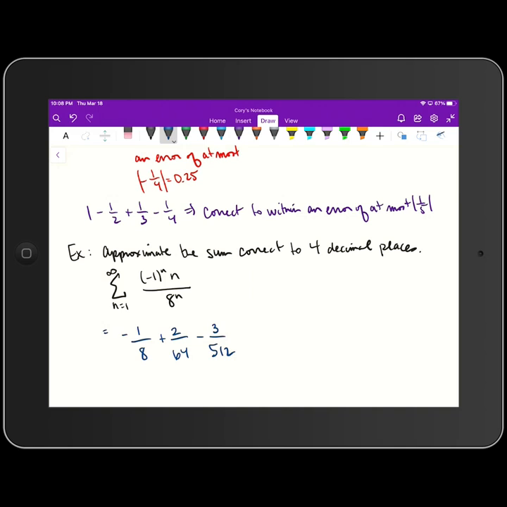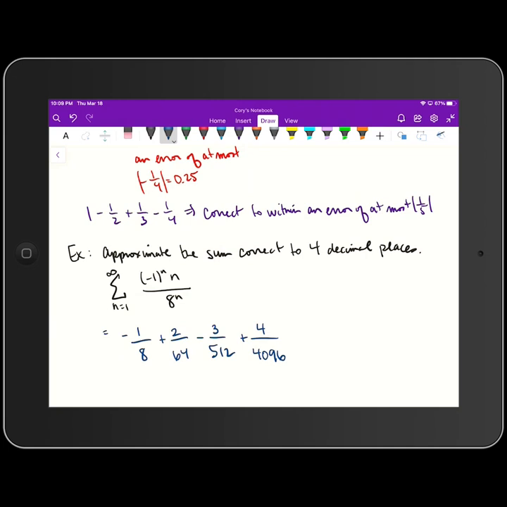So we need to keep adding terms to this alternating series until we get a term that is smaller than 1 over 10,000. When we try the next term, plugging 4 in place of n, we get -1 to the fourth power, which is 1, times 4 over 8 raised to the fourth power, and 8 to the fourth power is 4,096, which is still not smaller than 1 over 10,000.